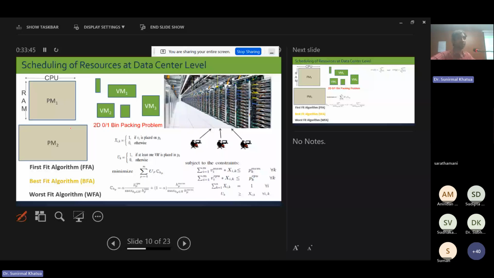Now, what is the fitness? Any idea how can I define that this virtual machine is best fit to this physical machine? If we consider this like a rectangle kind of case, we have a small rectangle, a large rectangle. When can we say that this rectangle is the best fit to another rectangle? How can we say?